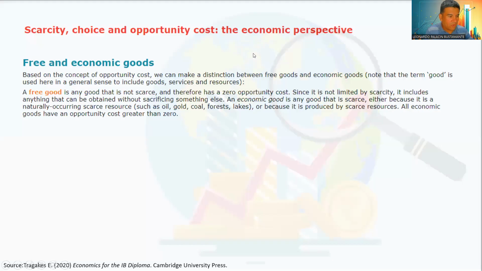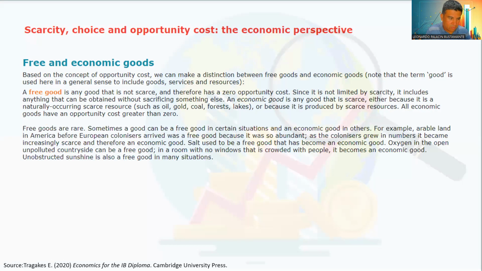Okay, here we have free and economic goods. A free good is any good that is not scarce. For example, we have air. An economic good is any good that is scarce, either because it is naturally occurring, a scarce resource, or because it is produced by scarce resources. So all economic goods have an opportunity cost greater than 0.